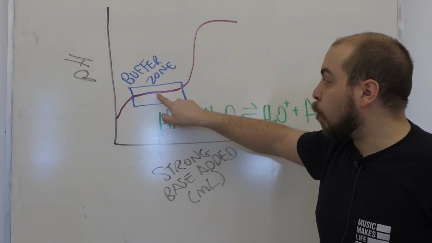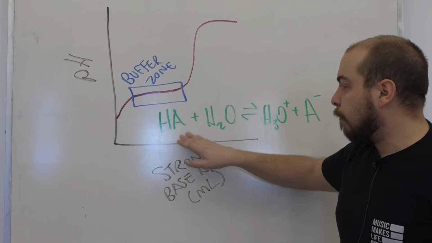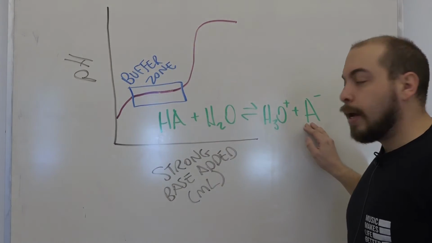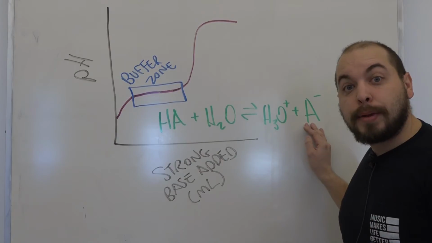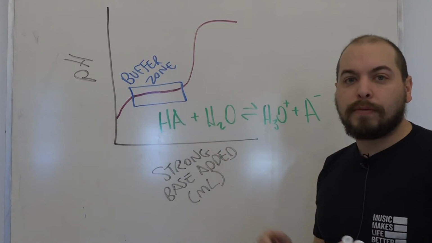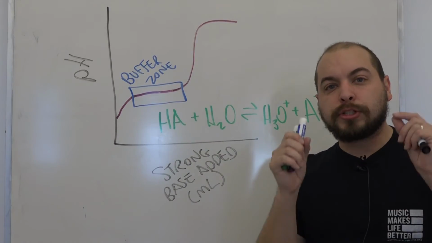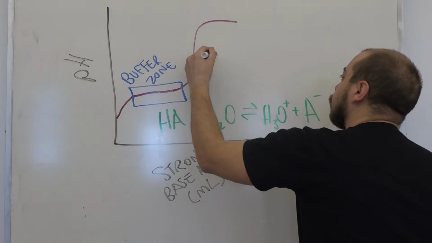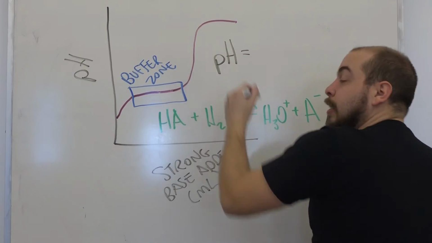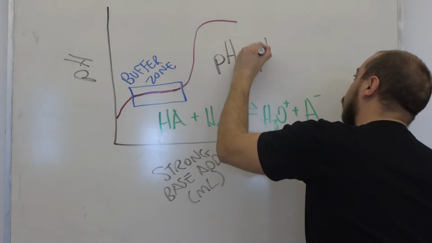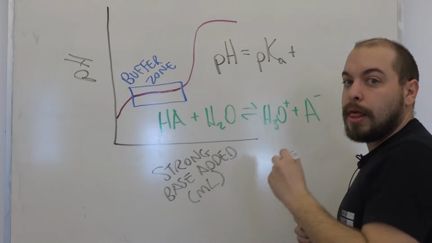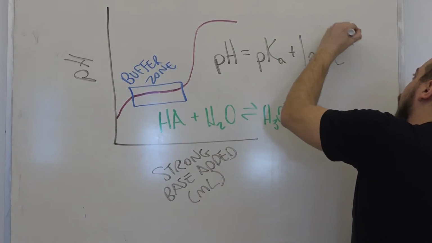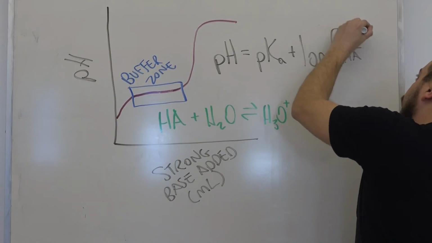Right in the middle is where we have equal concentrations of our HA, our weak acid, and of our A minus, our conjugate base. That's the center point of our buffer zone. In order to work with this, there's an equation that we're going to use: pH is equal to pKa plus the log of our conjugate base over HA.